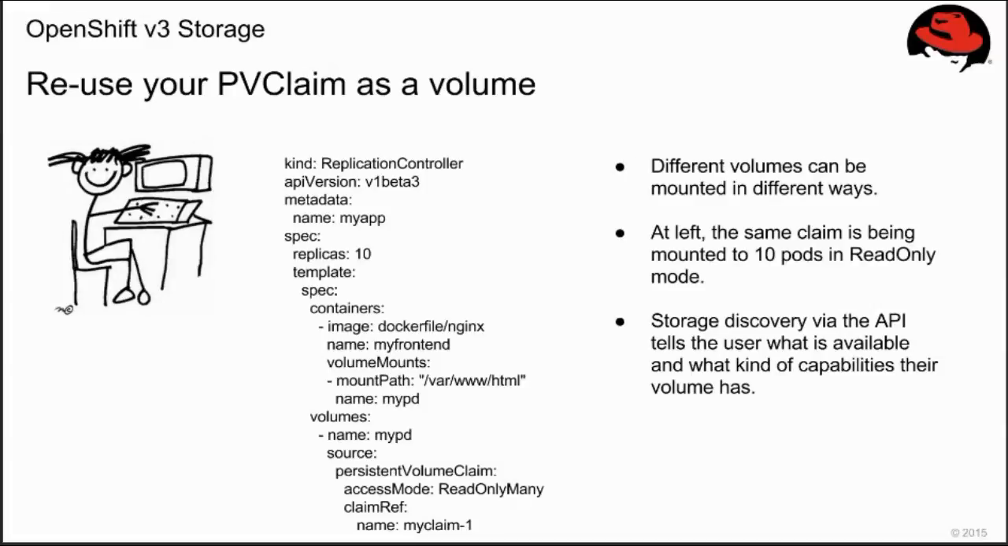So here we are, reusing our same claim in a completely different pod. In this case, the volume is being mounted to 10 pods in a read-only mode to highlight how a developer can take advantage of the multiple ways to mount and find the volume. In this example, we're load balancing our data across a number of front-end web servers. But we'll notice that the same volume was used first in read-write-once mode in a single pod, and now used many times in read-only-many mode by the replicas behind the replication controller.